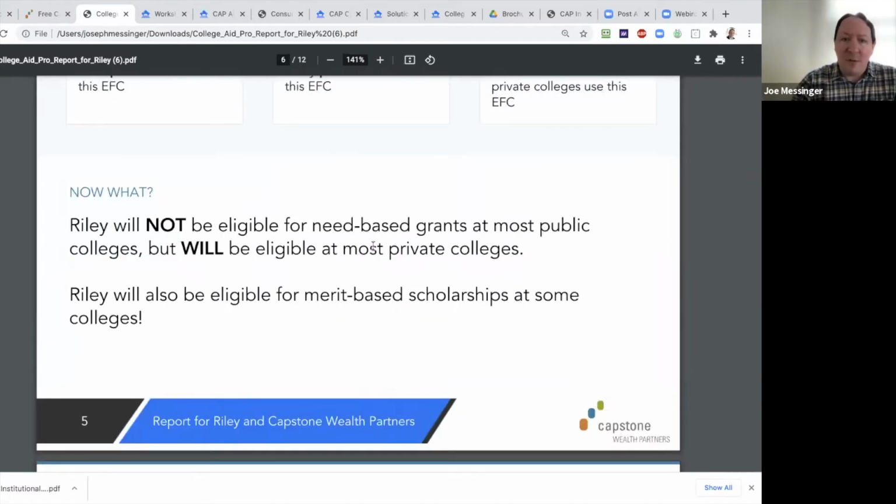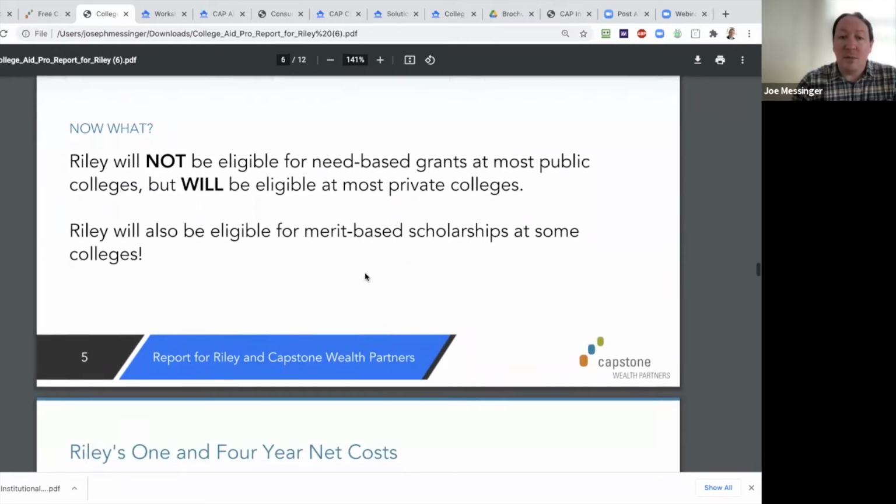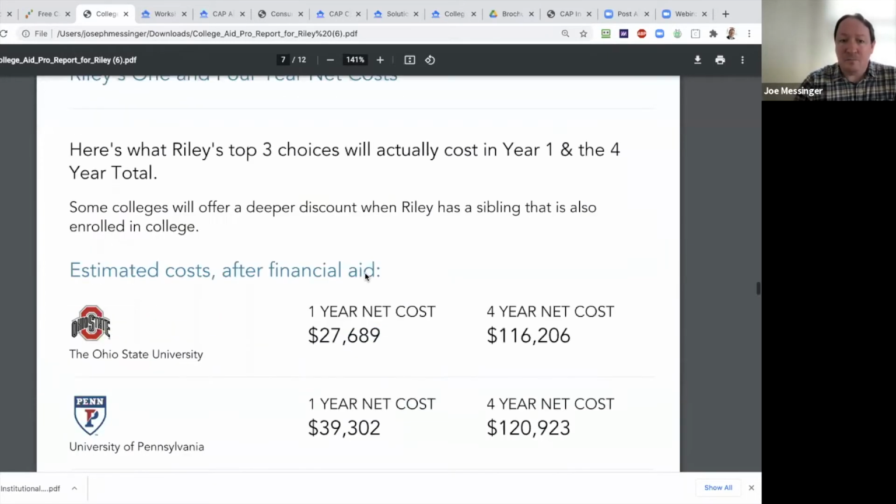In this case, you're not going to be eligible for need-based grants at most public colleges, but you will be at private colleges. So that's important for people to understand. It's all about the bottom line. You'll be eligible for some merit scholarship at some colleges as well because you're a talented student.